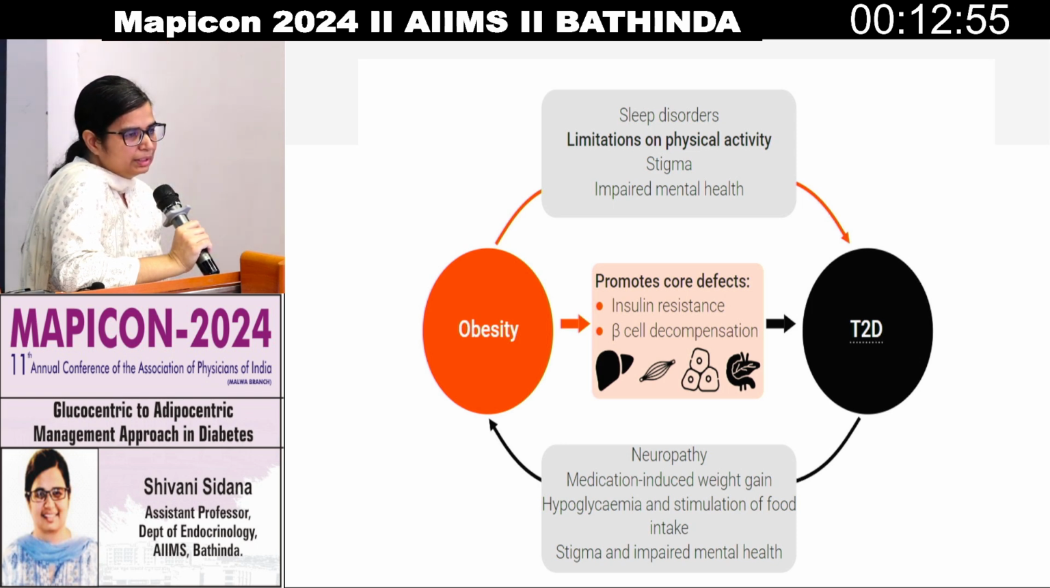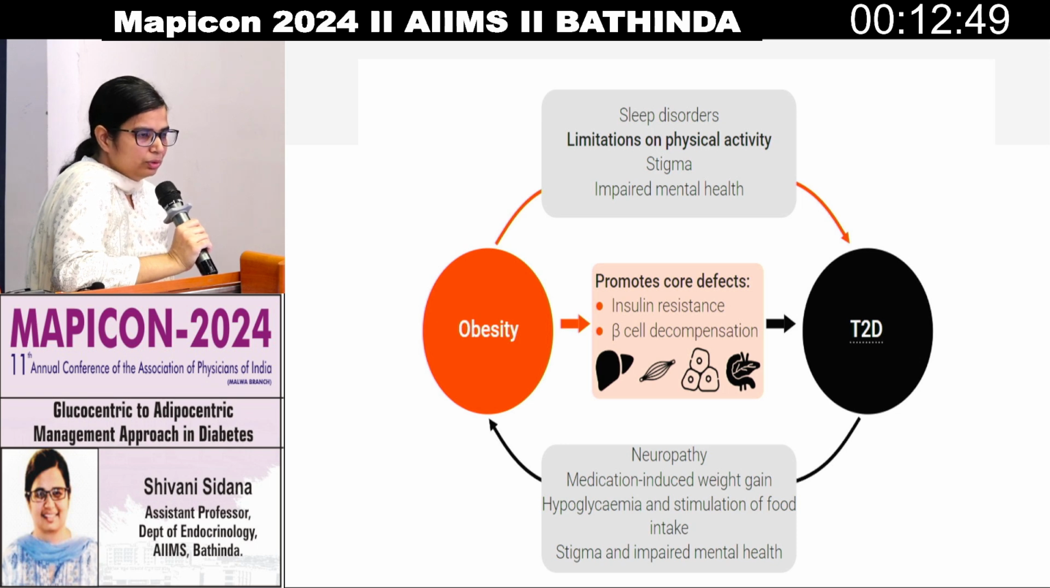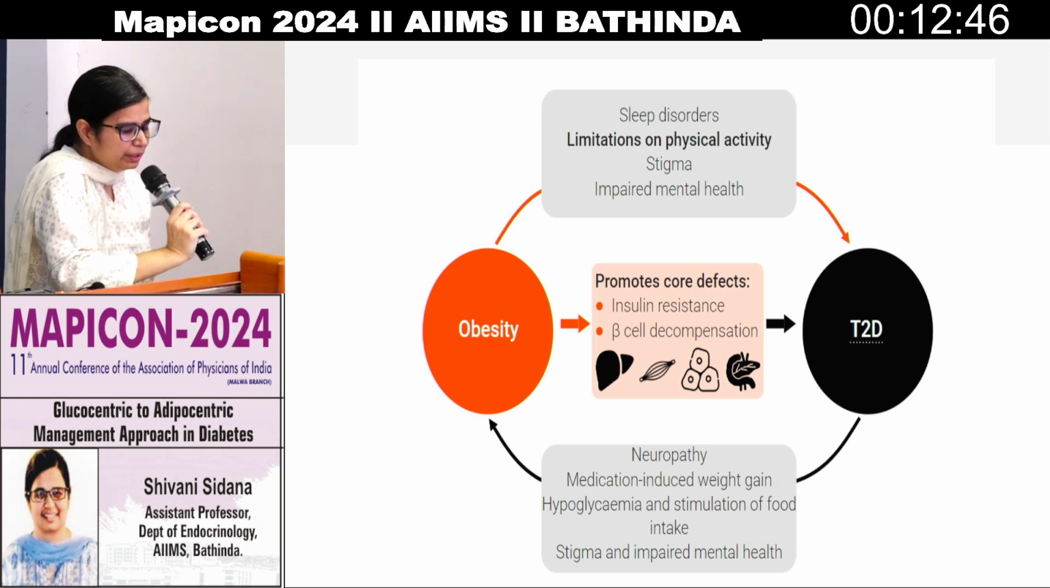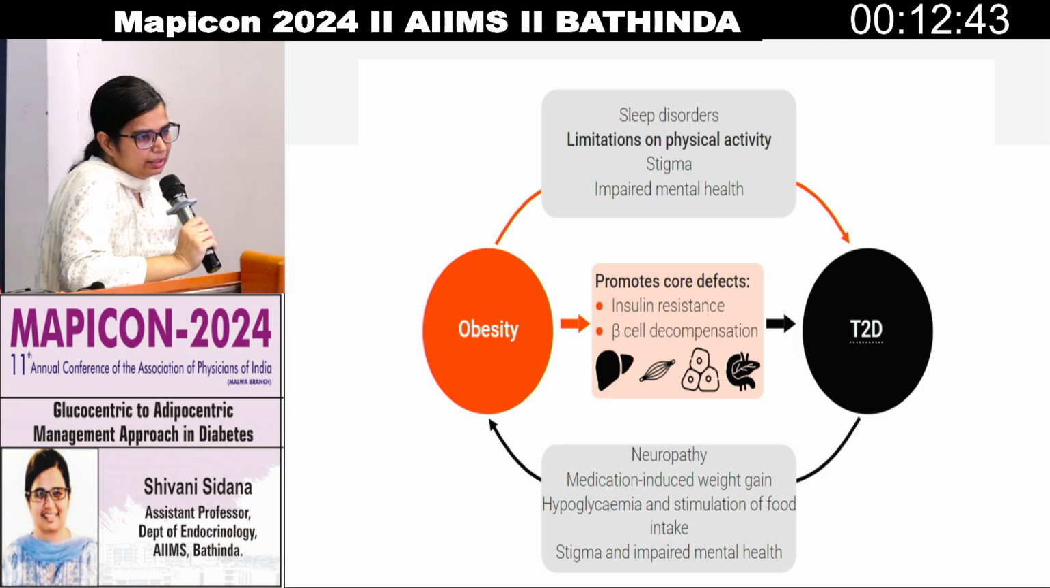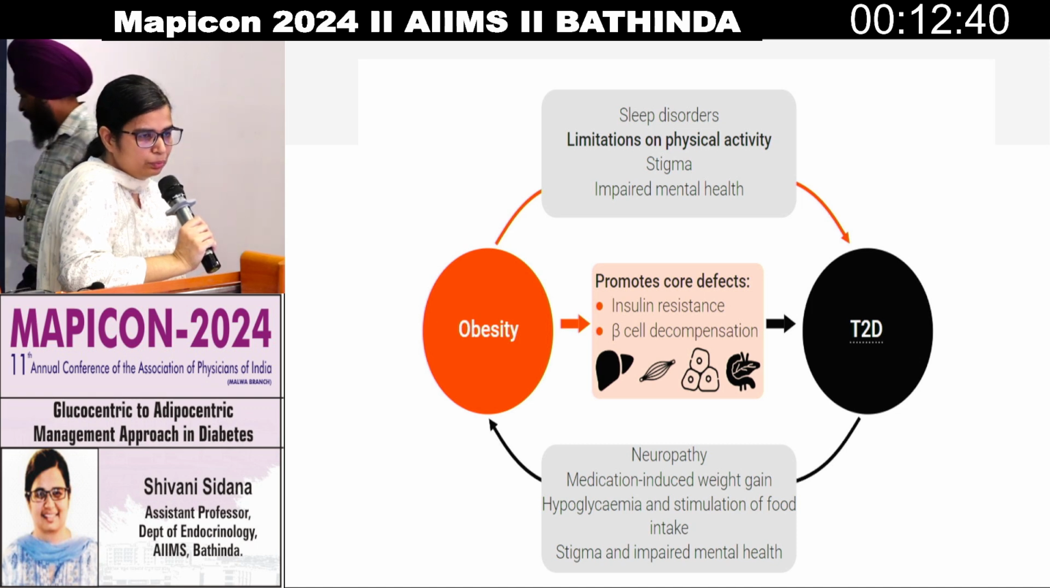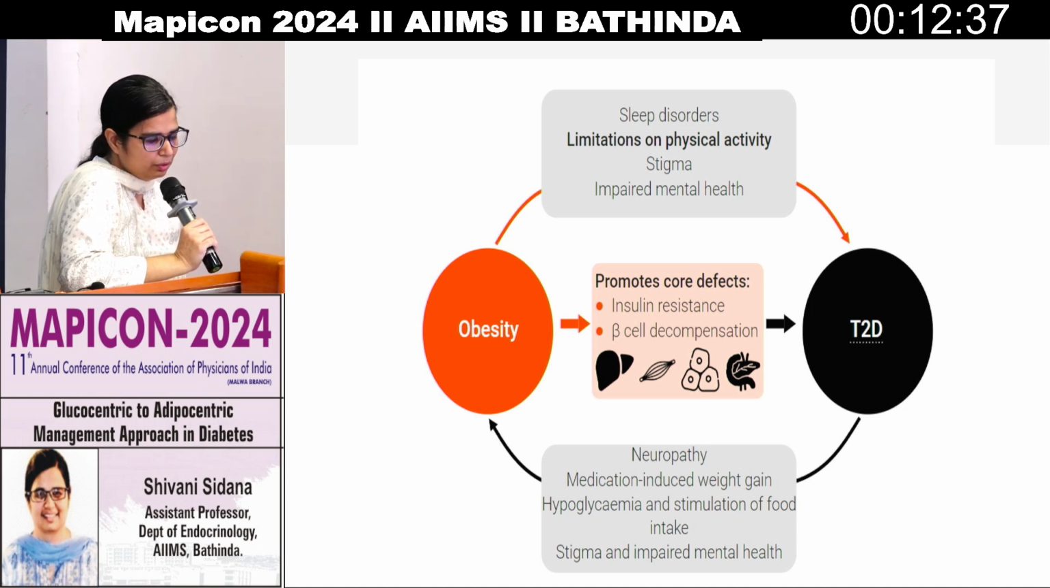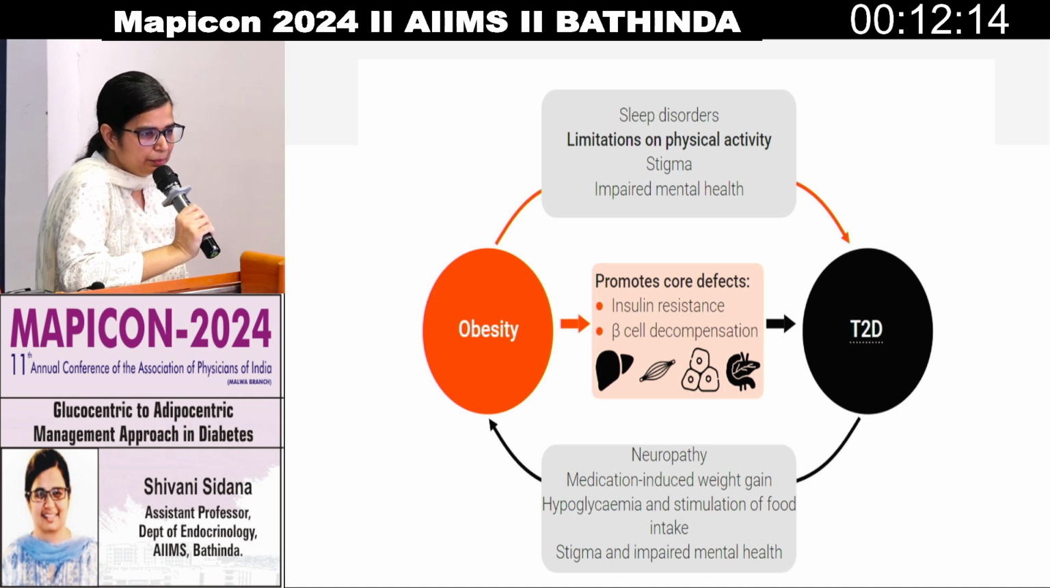to diabetes. Besides this, obese patients have some limitation in physical activity, and there are also psychosomatic factors that lead to increased risk of type 2 diabetes. In patients who develop diabetes after long-term obesity, if there is neuropathy that limits mobility, it further increases the risk of obesity. Even some anti-diabetic medications cause weight gain, and hypoglycemia leads to increased stimulation of food intake. All this leads to obesity. So it is a vicious circle that needs to be broken if we want to really manage the patient well.